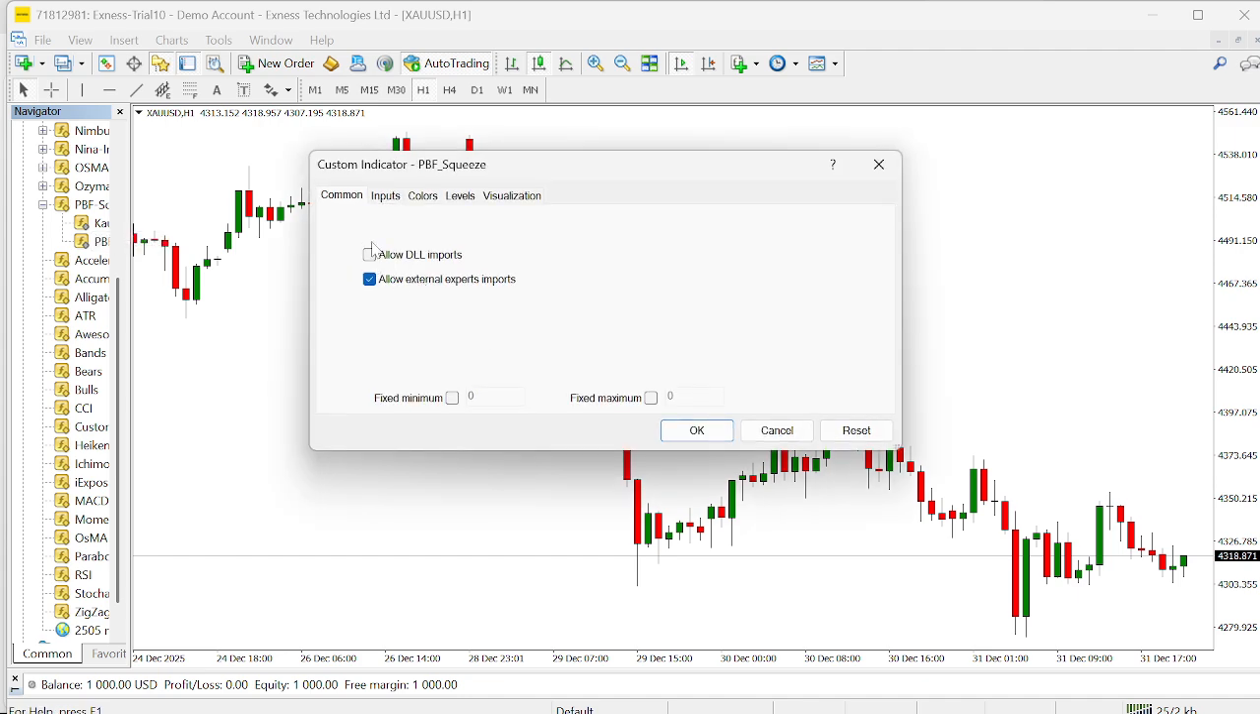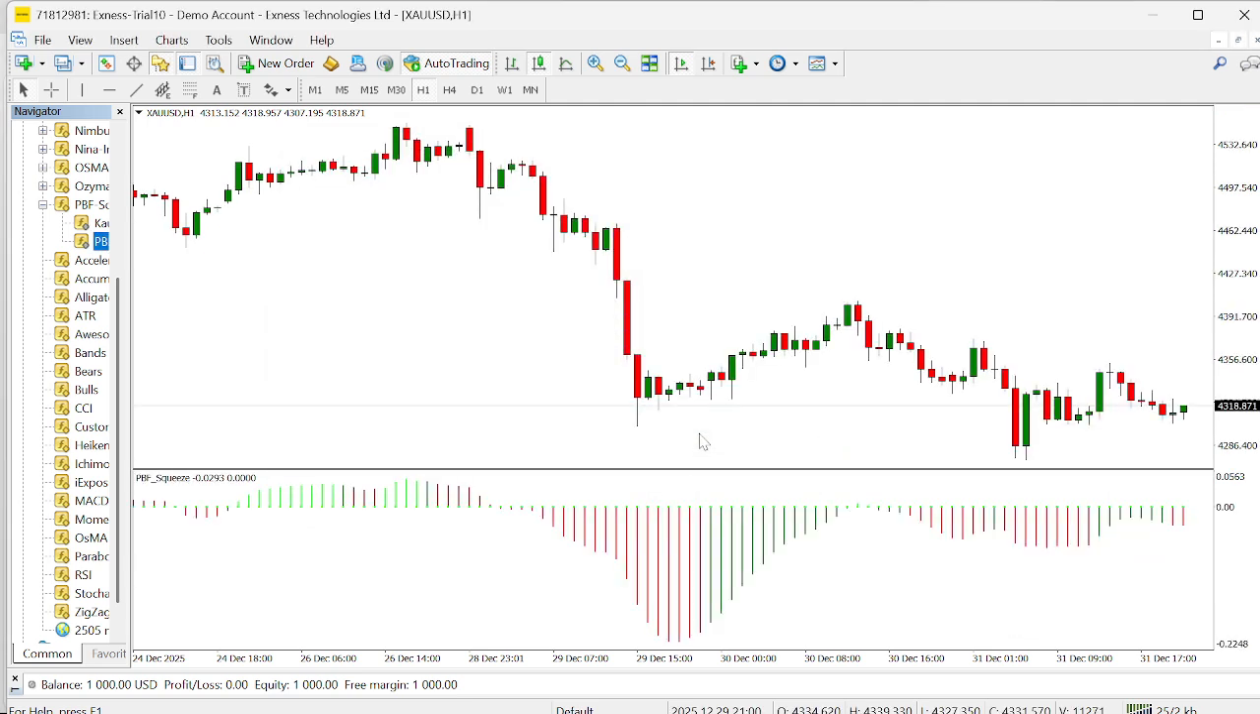At this point, I'll load the indicator on the chart so you can see how it looks in real time. Okay, we have it installed now and it's quite easy to interpret. On the chart, the PBF Squeeze Indicator appears in a separate window as a histogram around the zero line. The histogram bars are colored red and green to reflect bearish and bullish bias, and the relationship to the zero line helps show when the indicator is using positive or negative momentum.